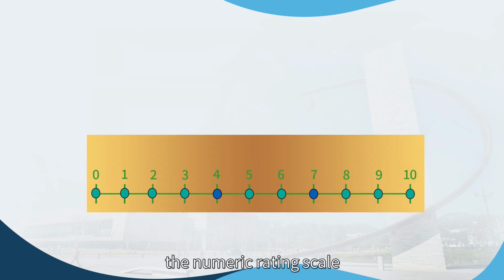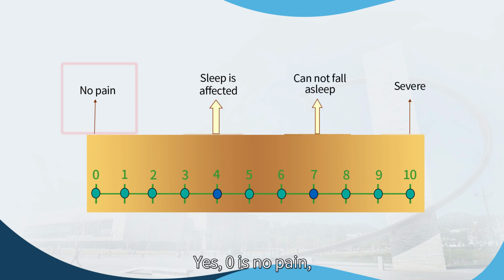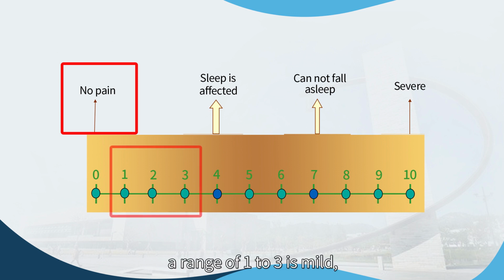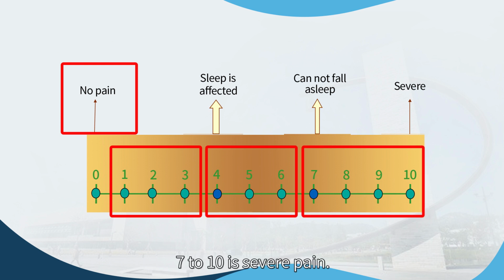Do you remember the numeric rating scale used to assess the intensity of pain? Yes, 0 is no pain. A range of 1 to 3 is mild, 4 to 6 is moderate, and 7 to 10 is severe pain. But how do we treat different stages of pain according to the WHO's three-step approach?